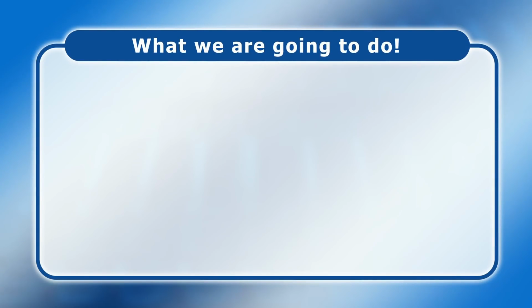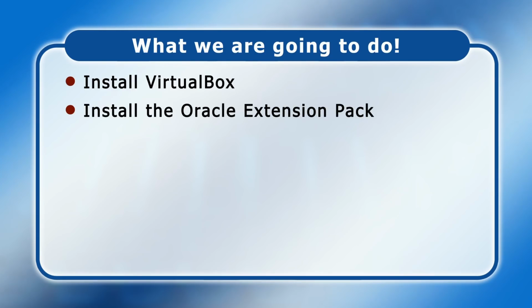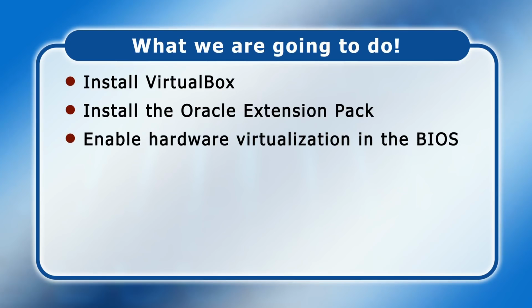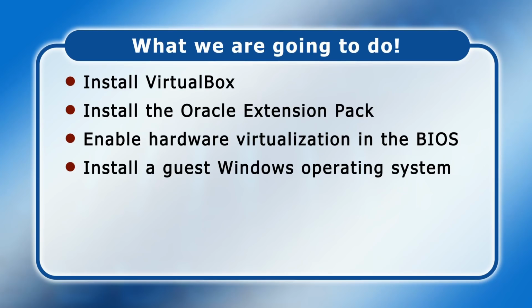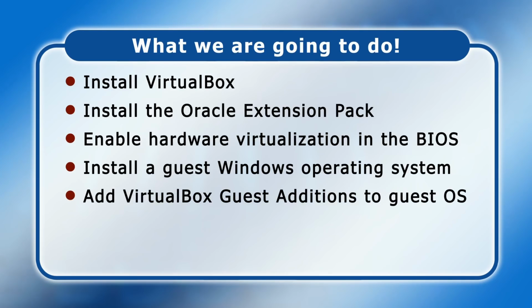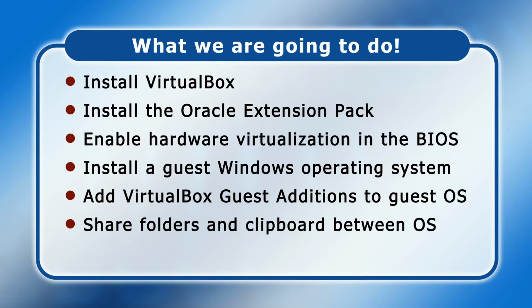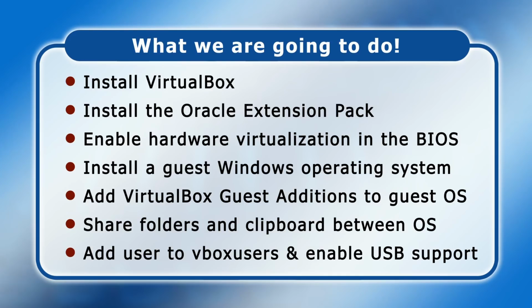And so here, what we're going to do is to install VirtualBox, to download and install the Oracle VirtualBox extension pack to add extra functionality, to enable hardware virtualization in our computer's BIOS, which is essential if we want to install a 64-bit version of Windows in a virtual machine, to install our guest Windows operating system, to add the VirtualBox guest editions drivers to this virtual machine, to share some folders and the clipboard to allow data exchange between Linux and Windows, and finally to add the current user to the group vboxusers, which will allow us to enable USB device support in our guest Windows operating system.